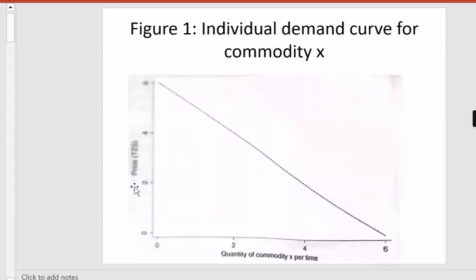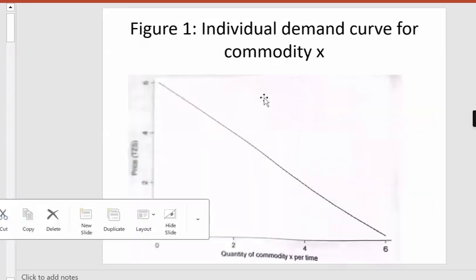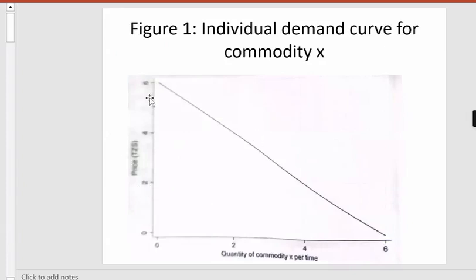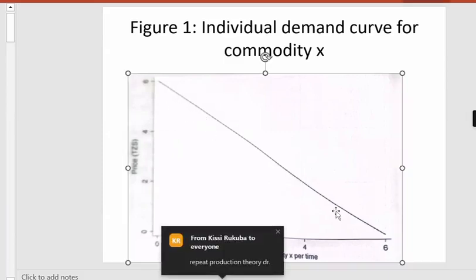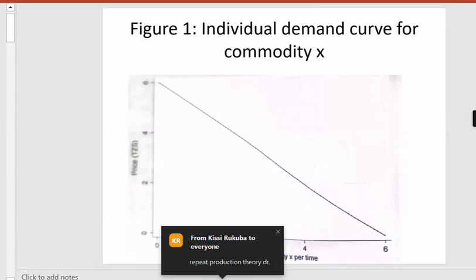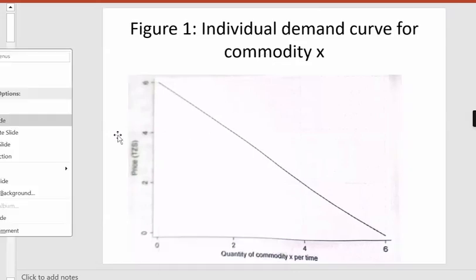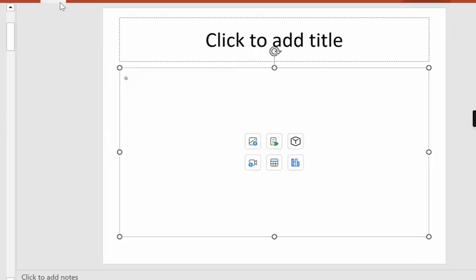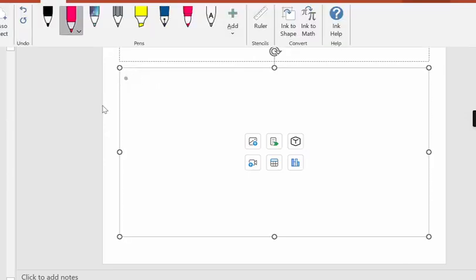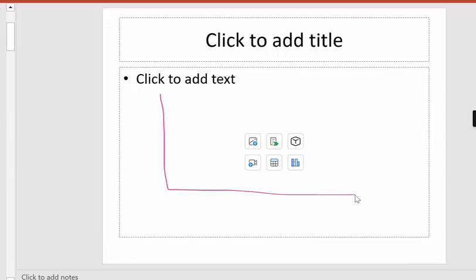And you can just sketch it. That means there is a negative relationship between price and demand. The demand curve normally slopes downward from left to right. For example, here is the demand curve: this is quantity, and this is price. It is sloping downward from left to right.